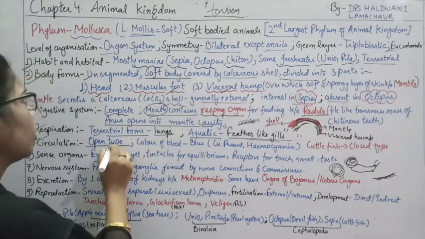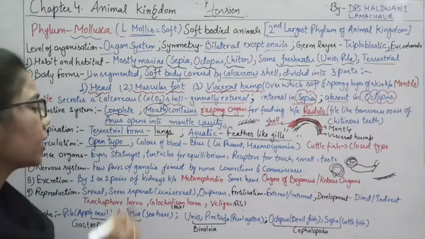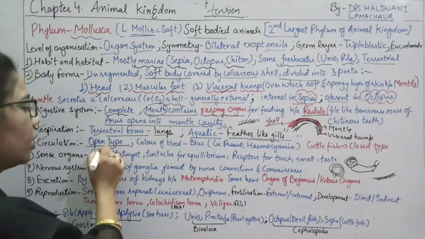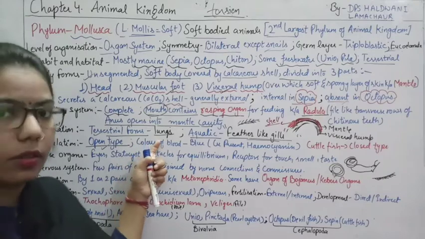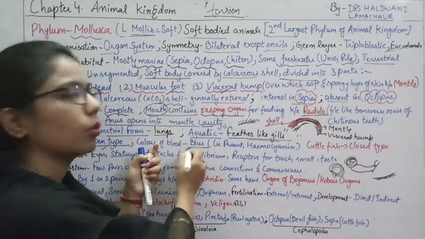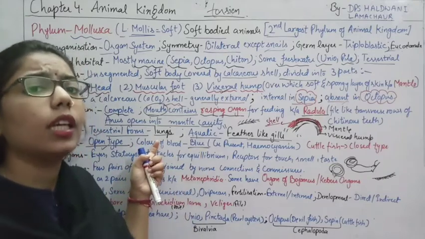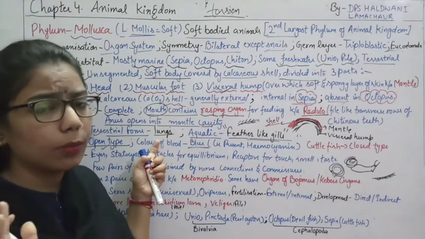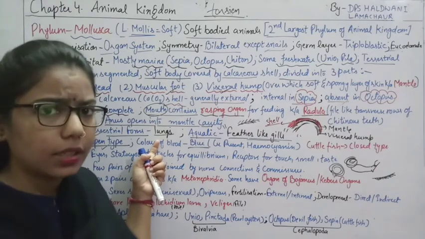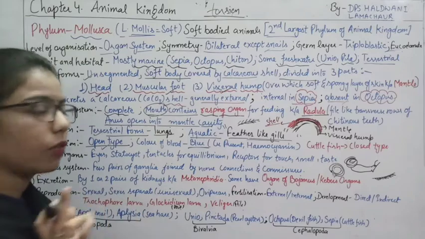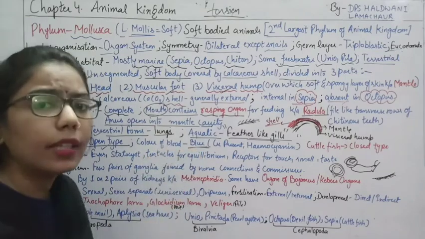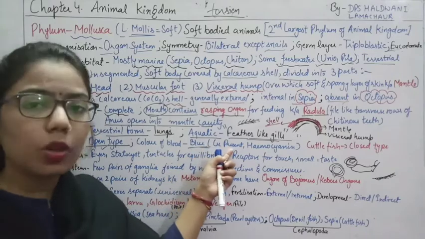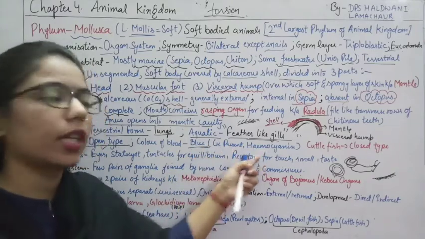सो हियर इफ यू टॉक अबाउट दिस फाइलम मोलस्का, mostly they are having the open type of circulatory system, and the color of the blood is blue. अगर आर्थ्रोपोडा में हमने बात की थी, ब्लड कलर कैसा था, the blood color was colorless या फिर whitish color in case of cockroach. So here if you will see the color of the blood, it is blue in color. Why is it blue? Due to the presence of copper, and the pigment is hemocyanin.